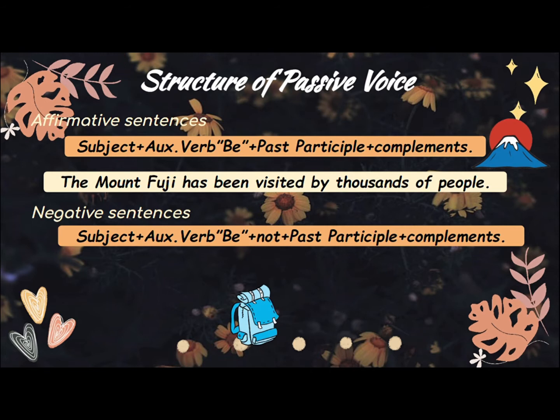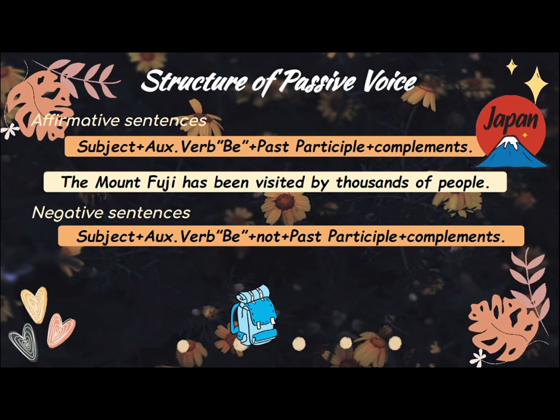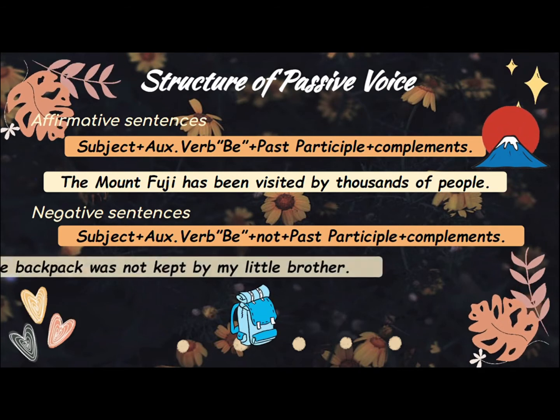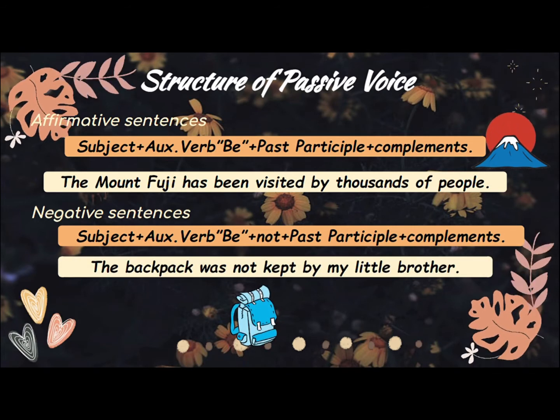For negative sentences, we follow this structure: subject plus auxiliary verb in its different conjugations, plus not plus past participle of the main verb plus complements. The backpack was not kept by my little brother.